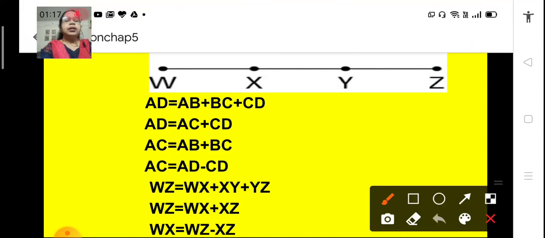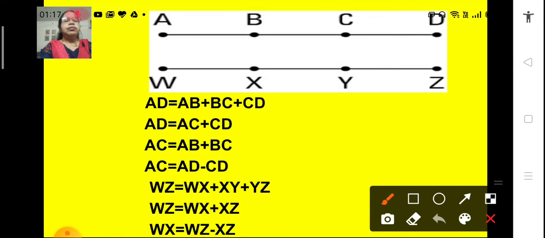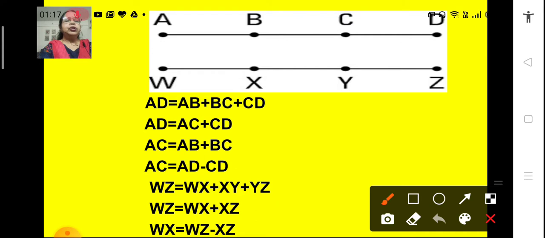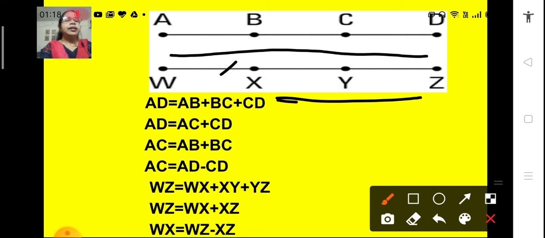In the line segment WZ, again we have 3 line segments, so WZ will be equal to WX plus XY plus YZ, and WZ is equal to WX plus XZ, and WX is equal to WZ minus XZ. WZ minus XZ, that means this length minus this length will give this length.